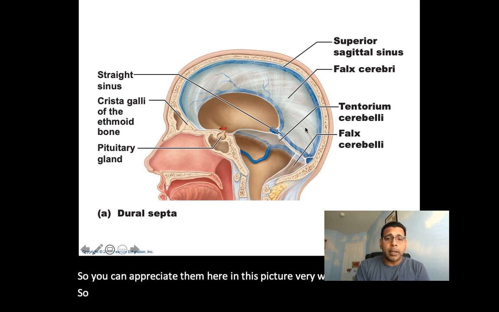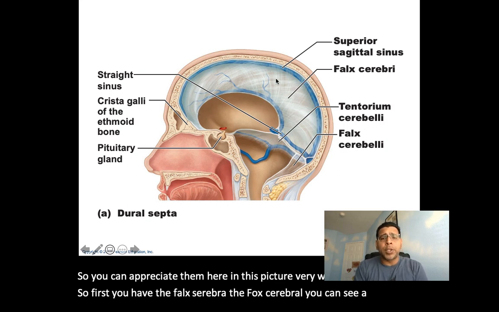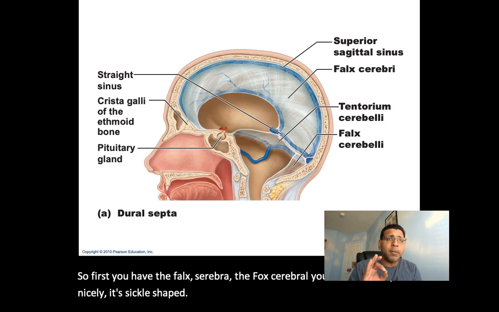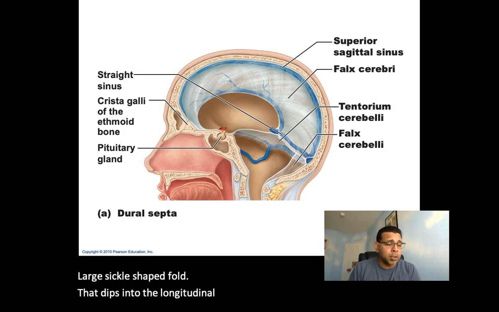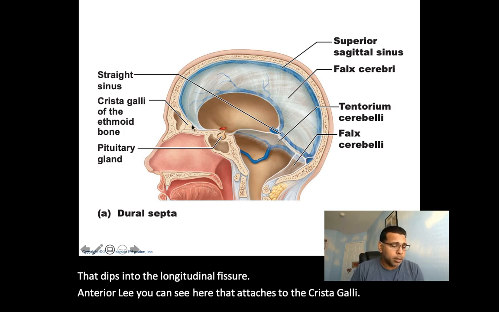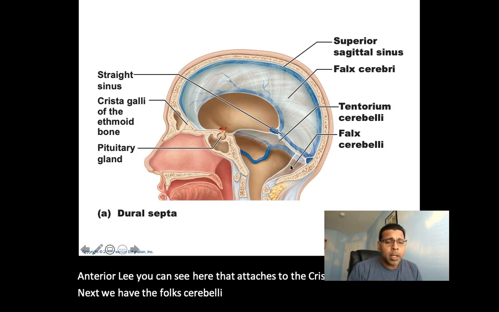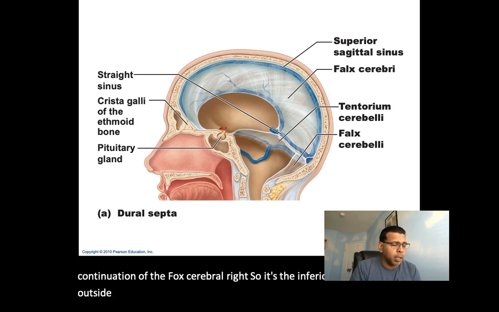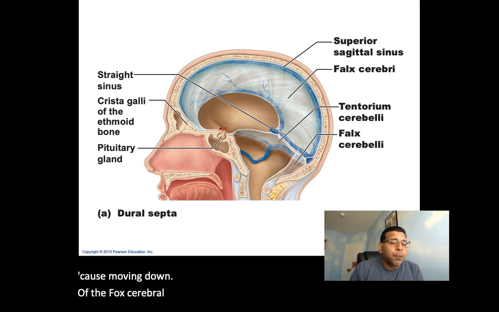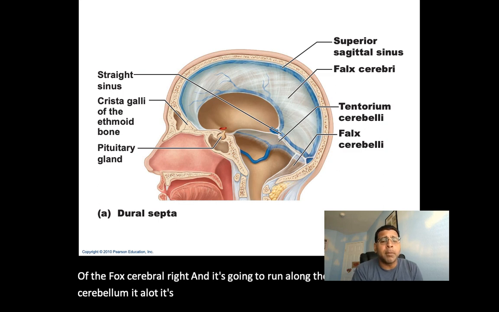So first here you have the falx cerebri. The falx cerebri you can see here very nicely. It's a large, sickle-shaped fold that dips into the longitudinal fissure between the two cerebral hemispheres. Anteriorly, you can see here it attaches to the crista galli. Next, you have the falx cerebelli. The falx cerebelli is the posterior inferior continuation of the falx cerebri, because it's moving down. And it's going to run along the vermis of the cerebellum.